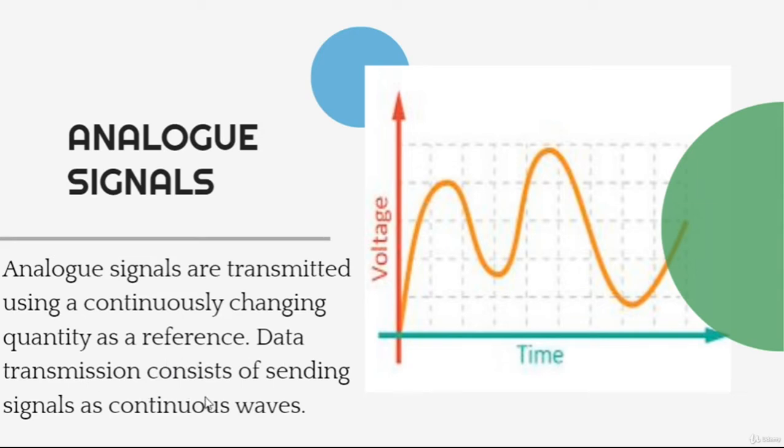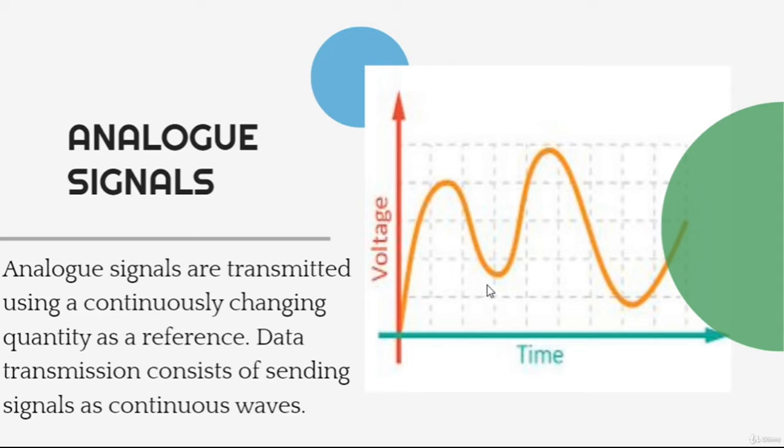Data transmission consists of sending signals as continuous waves, which means that the analog signals are transmitted using a continuously changing quantity. So that means that for every value of the voltage, it has a specific meaning or a specific reference. So we are transmitting our code or our data using the changing of the values of the voltage over time. So that means that the data transmission consists of sending signals as continuous waves.